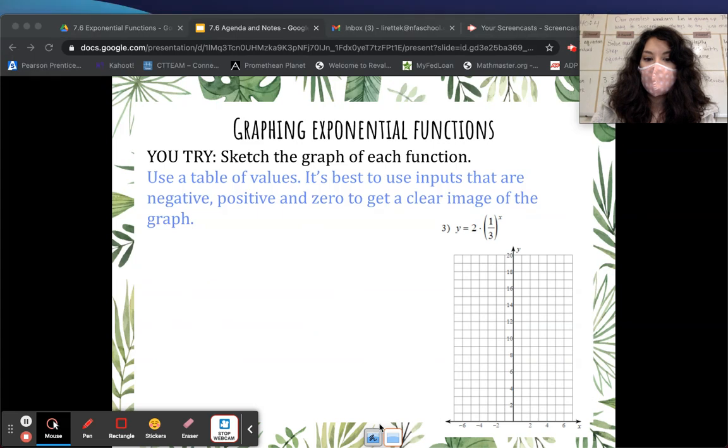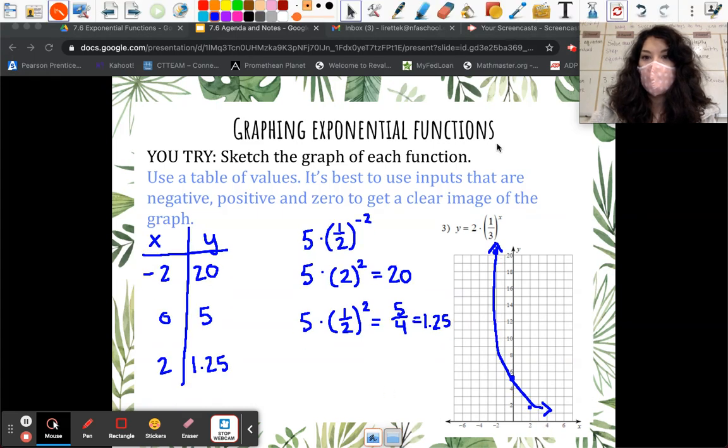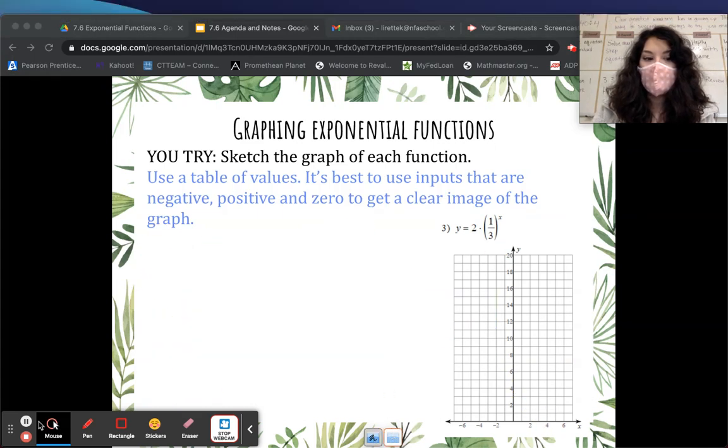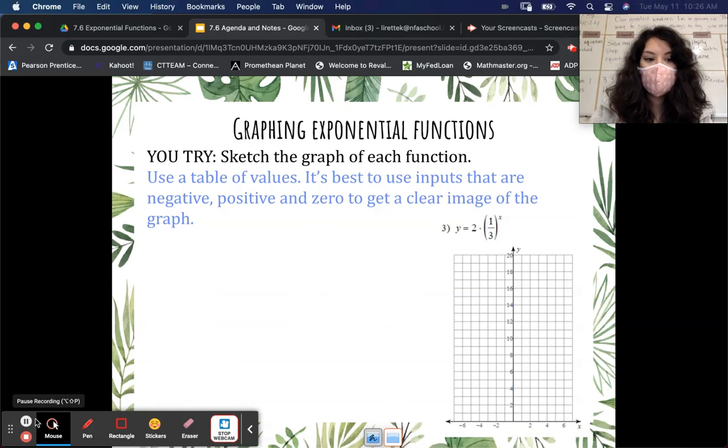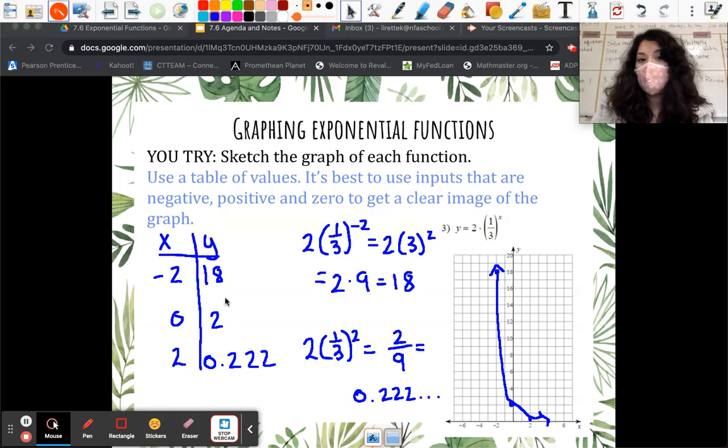Here's one for you to try. I'll pause the video here, give it a go, and then when you unpause, you should see a solution. Okay, so I ended up just using the same input values as before. I just used -2, 0, and 2. Again, the more values you use, the more clear your graph is going to be.